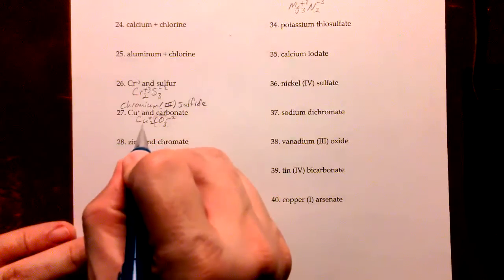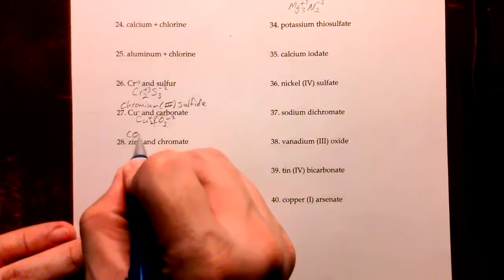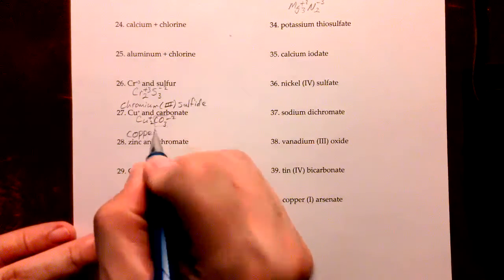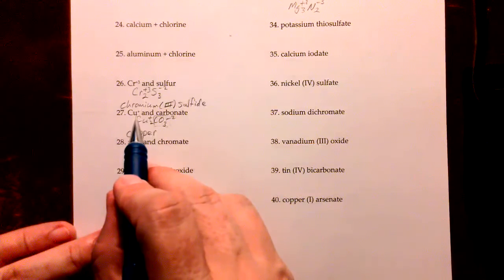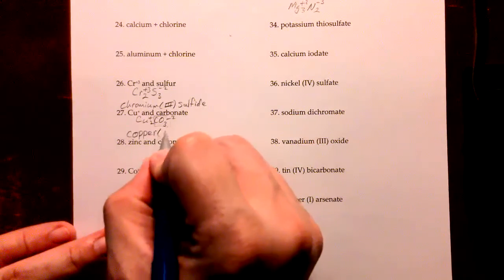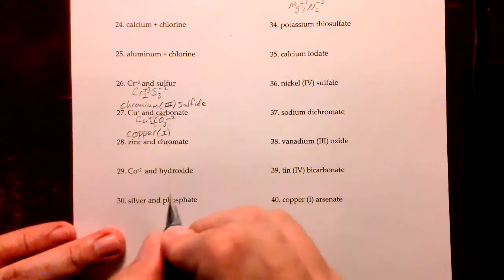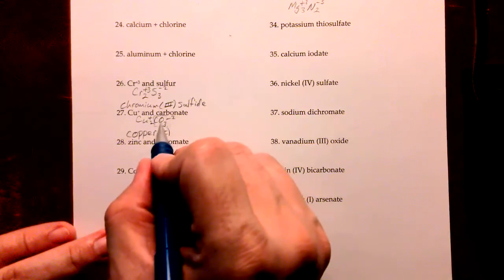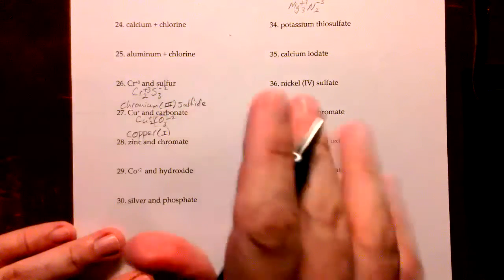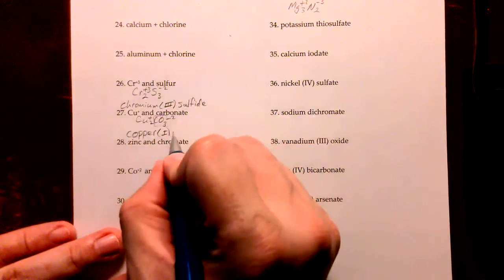What's the name? Well, this is copper. So we said the cation gets the name, except that we also said when there's more than one kind of it, more than one charge, we had to tell the people. So put that. And then for these groups, we'll just put the name, and it's right there, carbonate.